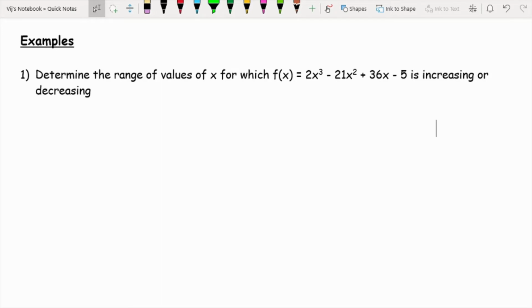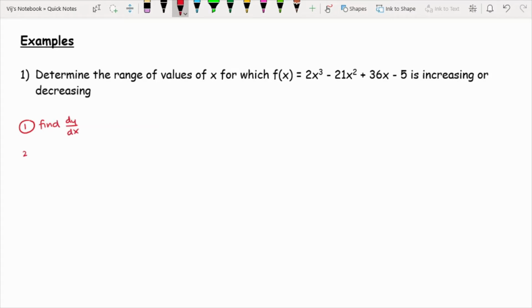Now, to answer these types of questions, there are several steps you need to be able to do, and that's one of the reasons why these types of questions carry a lot of marks. So what I'm going to do is write on the side what these steps are. The first thing we want to do is find dy over dx.